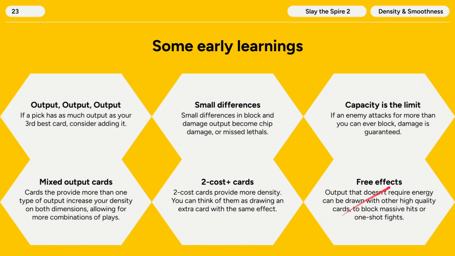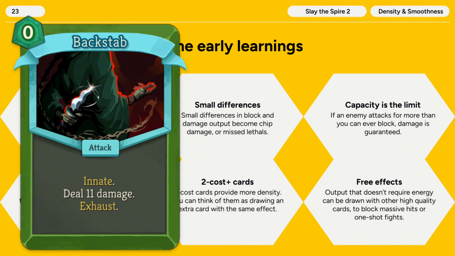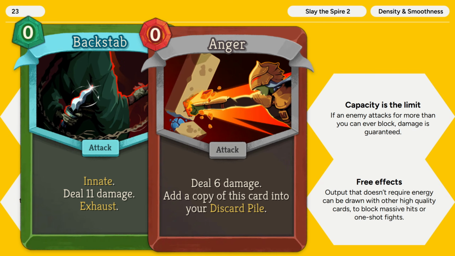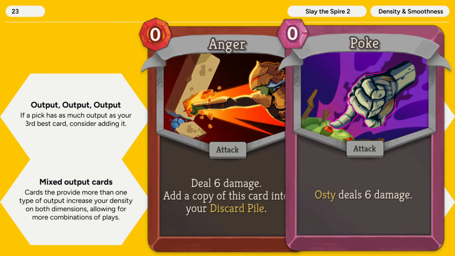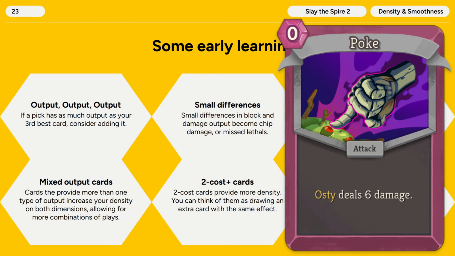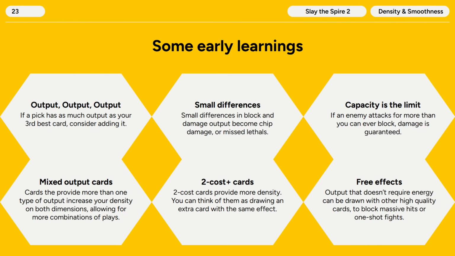The flip side of that is the free effects. Output that doesn't require energy can be drawn with other high quality cards to block massive hits or one-shot those fights. So something like Backstab or something like Anger or Poke on the Necrobinder. These effects let you improve your output so that you can get more done in one turn in combination with your other effects. So whereas a 2 cost card disproportionately improves your density, free effects improve your capacity. They improve your maximum capacity so long as you would draw those free effects in combination with your other cards.